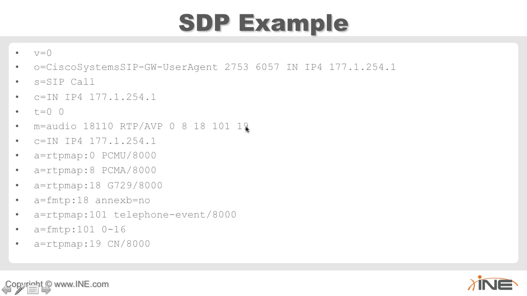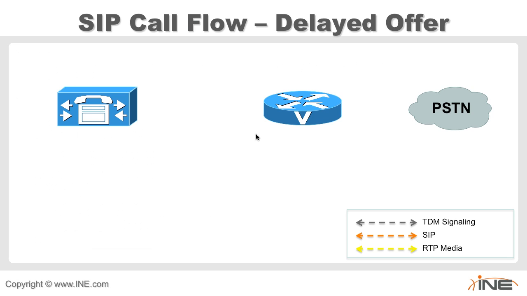And then 19, notice these are RTP mappings. So 19 is CN. I'm pretty sure this is KPML. So the other DTMF relay that we'll support is KPML. So hey, audio channel, RTP UDP port 18110, and I'll support G711 mu-law, G711 A-law, G729, and then for DTMF relay, I'll support RFC 2833, NTE, or KPML. Which do you want to do? Okay, so that's an example of an SDP.